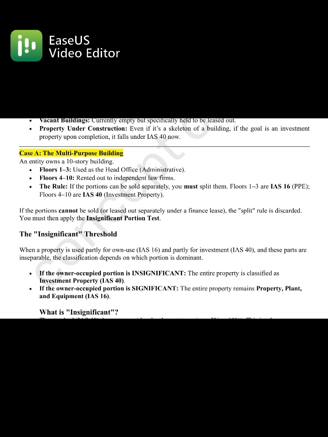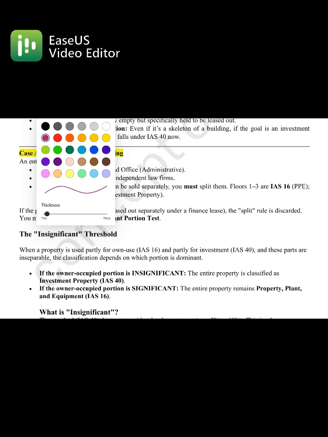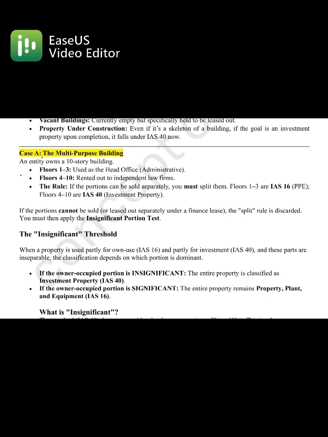Okay, now we have three types, you may say three cases. The first one is multi-purpose building. We'll discuss this, then move on to the real estate developer, and then we'll discuss the undecided land. Now, the first thing you have to understand is this one, the multi-purpose building.